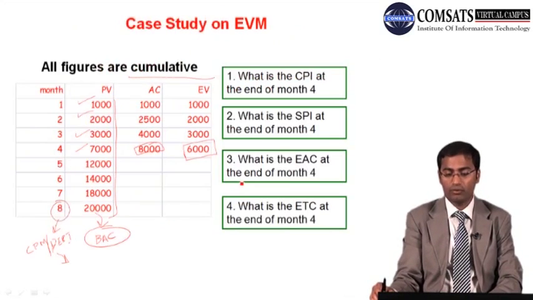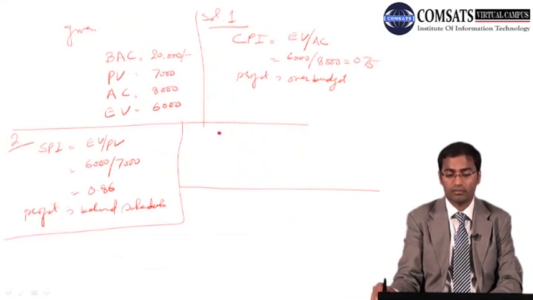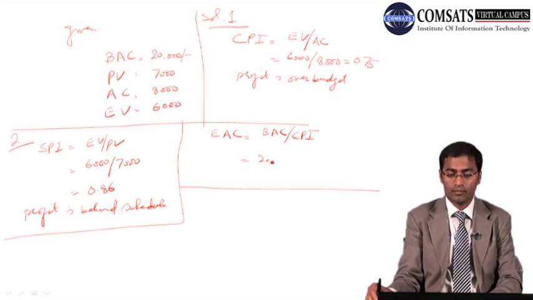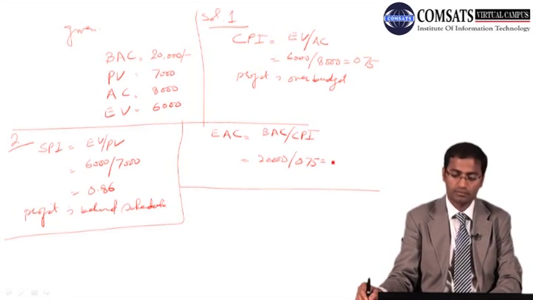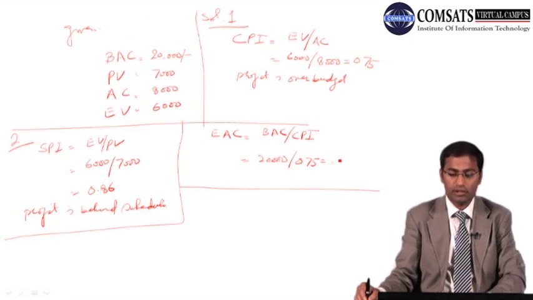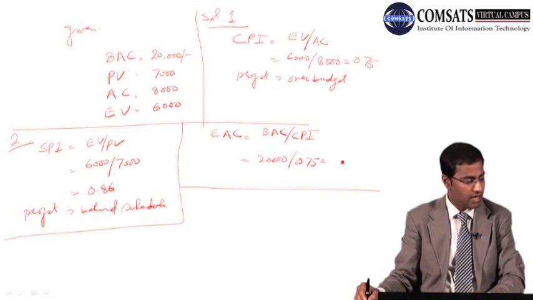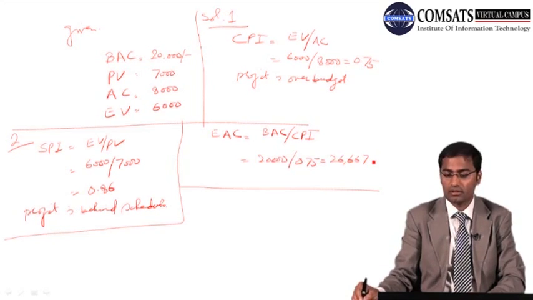Now we have to find out what is EAC, estimate at completion. So EAC is equal to BAC by CPI. So we have BAC 20,000 and CPI is 0.75. So the estimate at completion is 20,000 divided by 0.75, and that is 26,000 approximately.